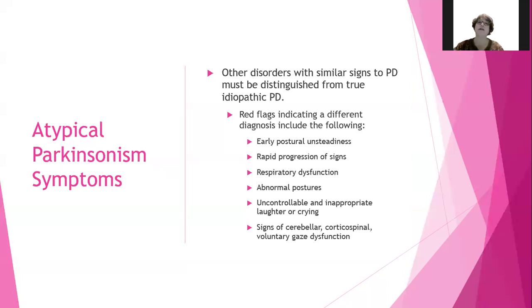So they have similar signs and symptoms to classic Parkinson's, but the red flags for a different diagnosis include early postural unsteadiness, and some people have what they call rocket sign, where they go to stand up and they lurch back, and it's like a rocket taking off. And lots of falls, rapid progression of signs, respiratory dysfunction, abnormal posture, emotional lability like uncontrollable and inappropriate laughter or crying, and signs of cerebellar, corticospinal, or voluntary gaze dysfunction.